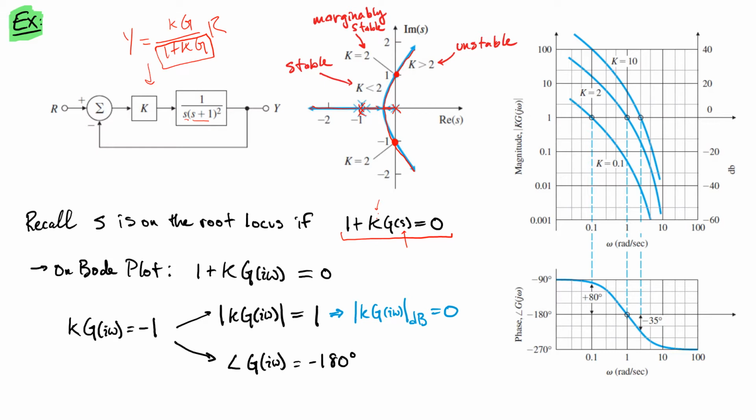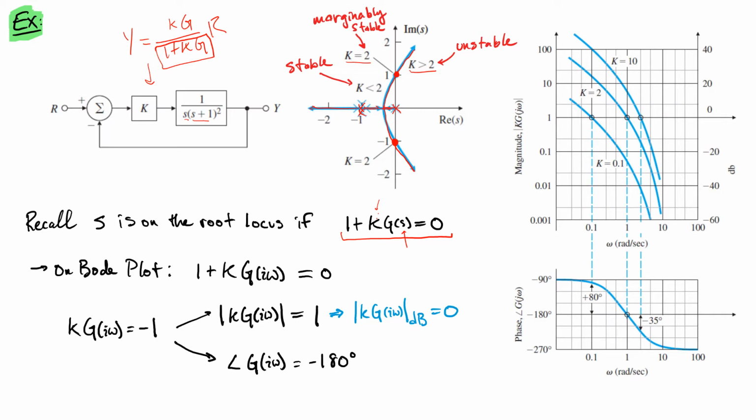There are values of k that lead to parts of the root locus crossing into the right half plane. In particular, there are these two points at k equal to 2 where the root locus crosses the imaginary axis. And those are points of marginal stability. If we increase k beyond 2, then that leads to unstable closed loop poles. And so now we're going to introduce a way of thinking about that and detecting that using the Bode plot.